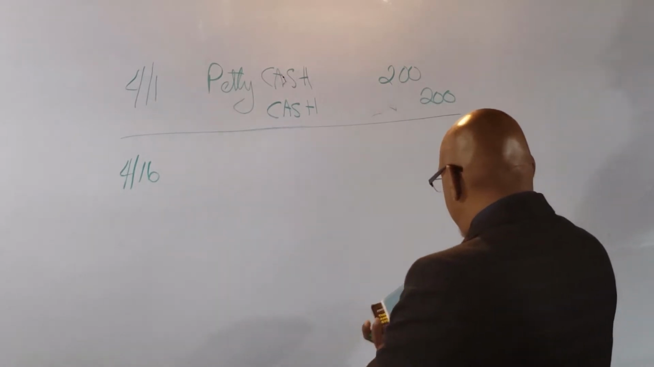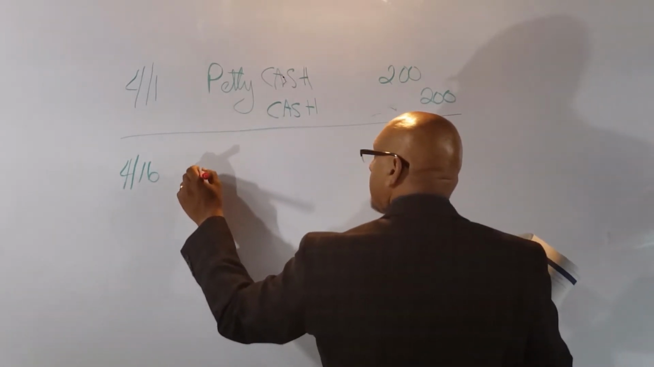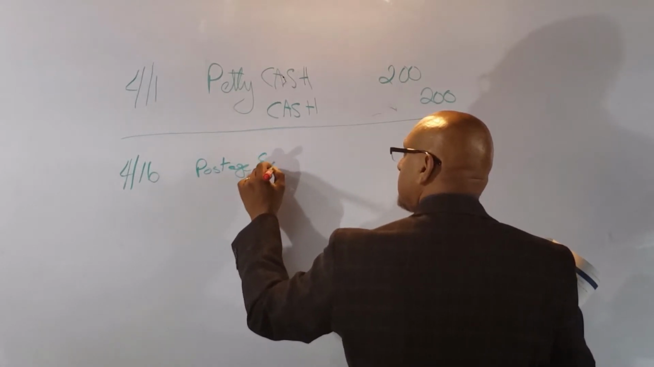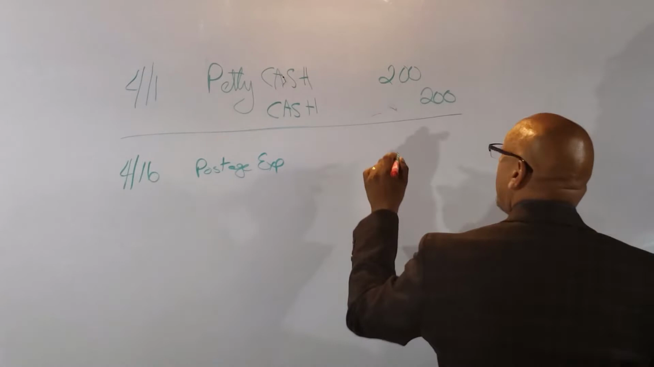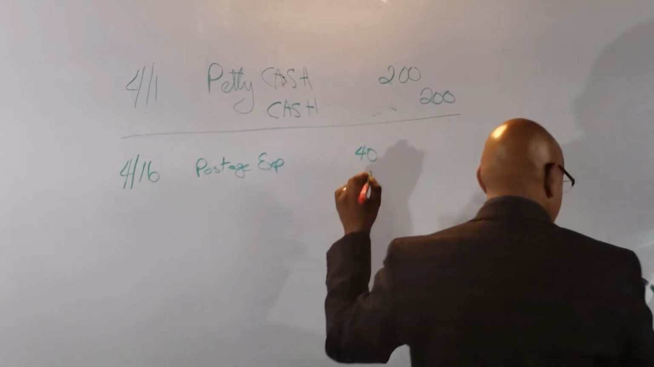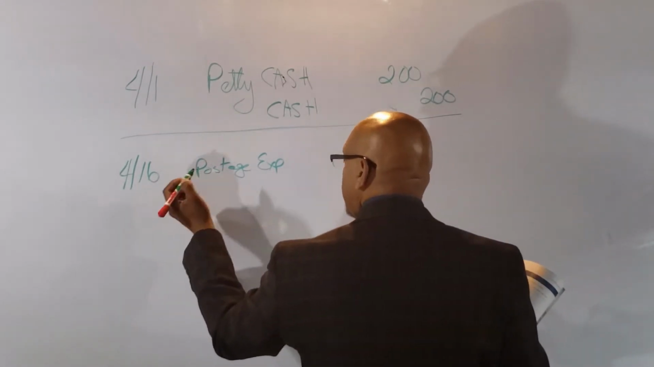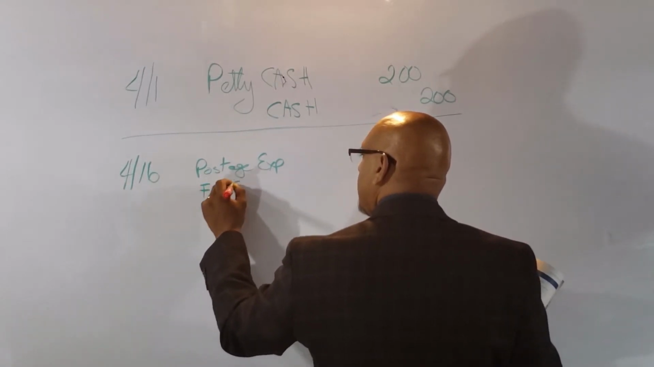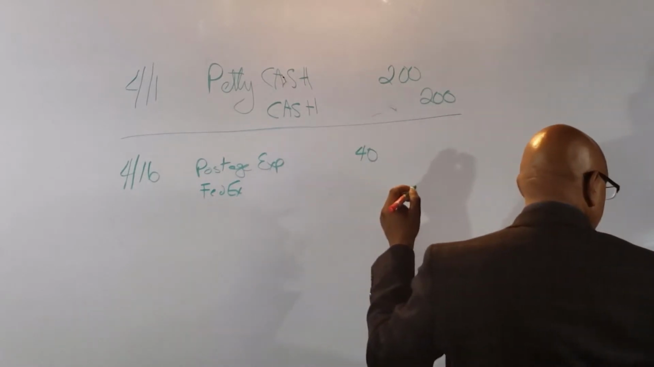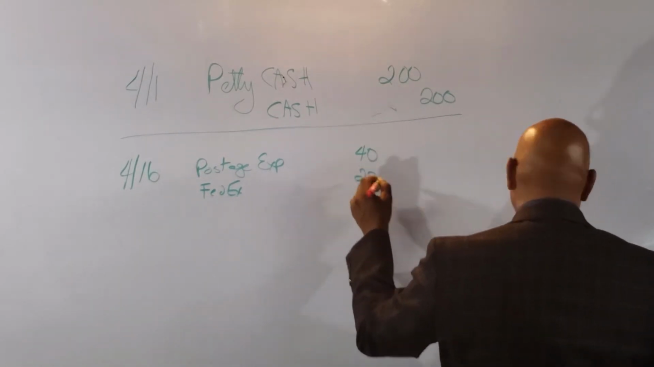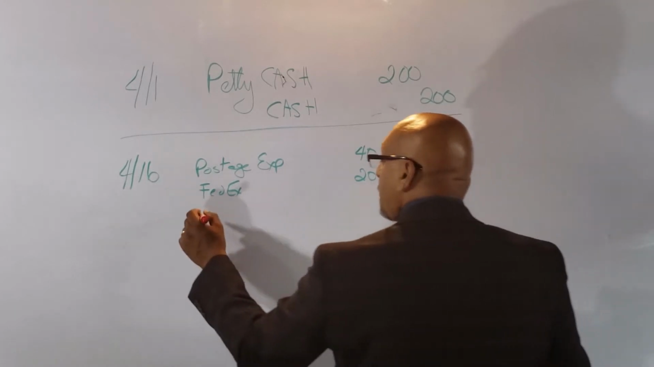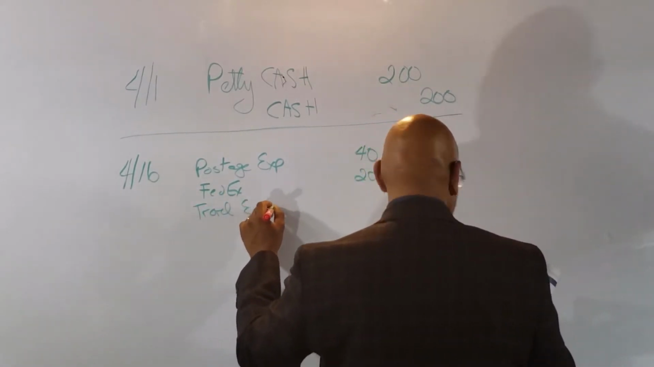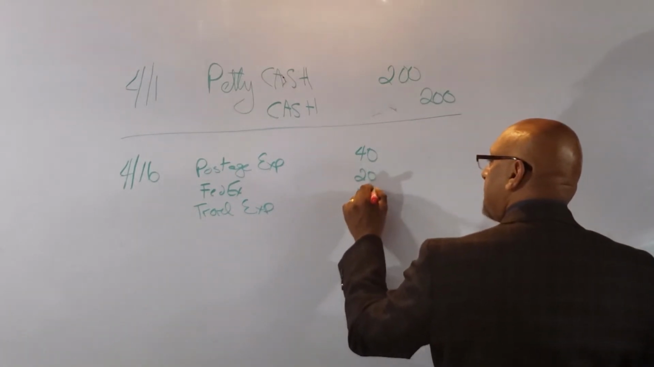We have postage expense, debit of $40. We have FedEx, which is delivery expense, or freight, but I'll put FedEx in here. It will be an expense of $20. Then we have travel expense for $25.